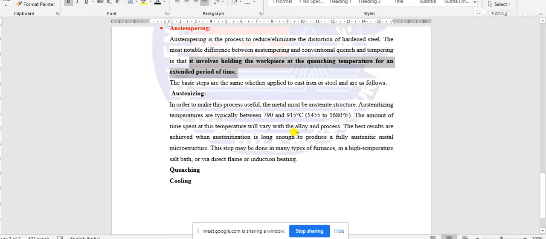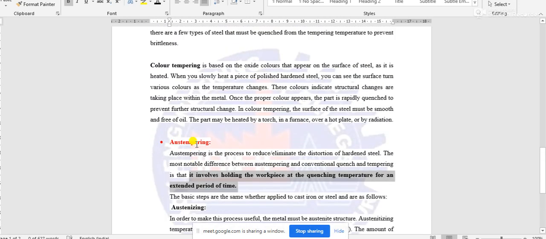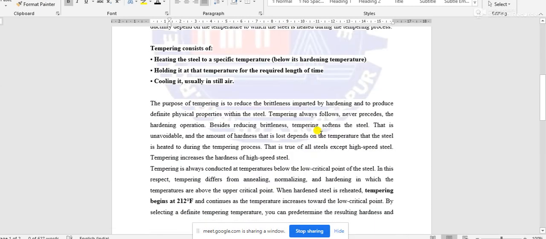And by doing this austempering, we may reduce the distortion of the hardness of the hardened steel, the distortion of the hardness of the tempered steel, or the property of softness that is imparted into the tempered steel, or we may eliminate that distorted hardness property fully. That is the tempering. And I have not discussed the quenching and cooling process because these steps are similar to the tempering process.